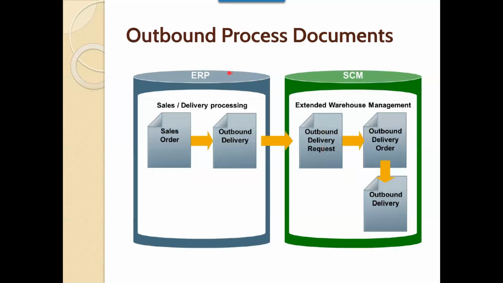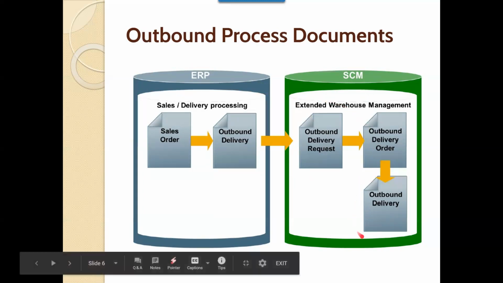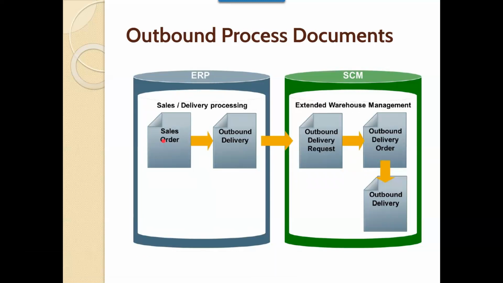When it comes to outbound, it is almost the same, but there is one more document involved. A sales order will be created in the ERP system. Once it is created, based on the delivery schedule lines, an outbound delivery is going to be created, and then it will be sent to extended warehouse management. That document is the outbound delivery request.